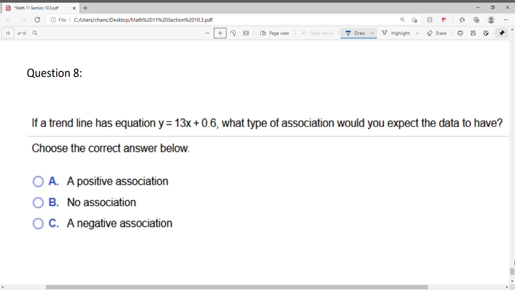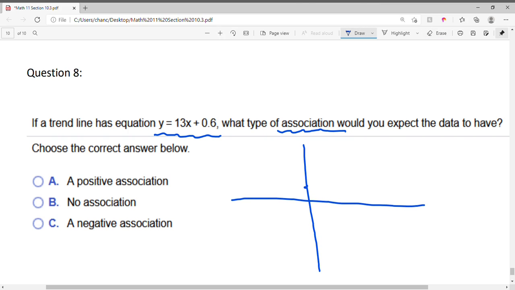Question 8. A trend line has the equation y equals 13x plus 0.06. What type of association would you expect to have? If we were to graph this trend line, we would have a y-intercept of 0.06 and a slope of 13/1. So it would look something like this. And since it rises as we go to the right, there has to be a positive association because the slope is positive. So I can clearly see there's a positive association with this trend line.